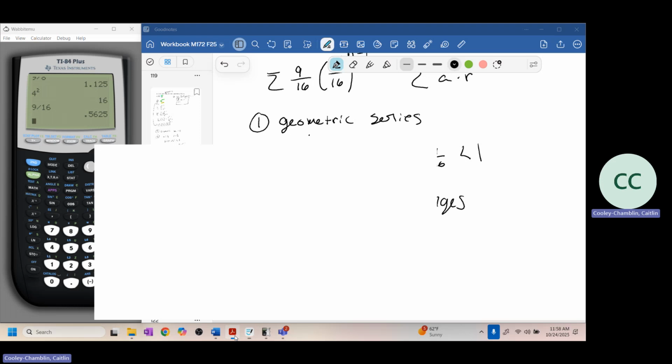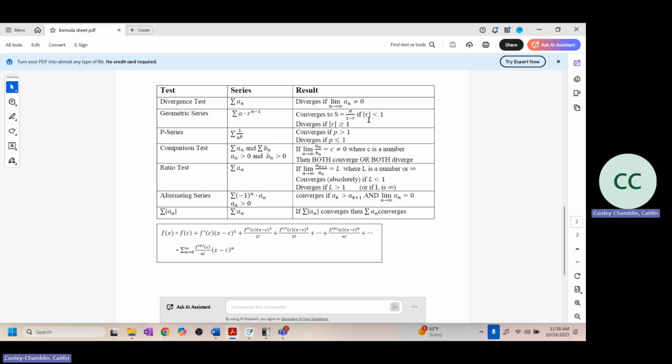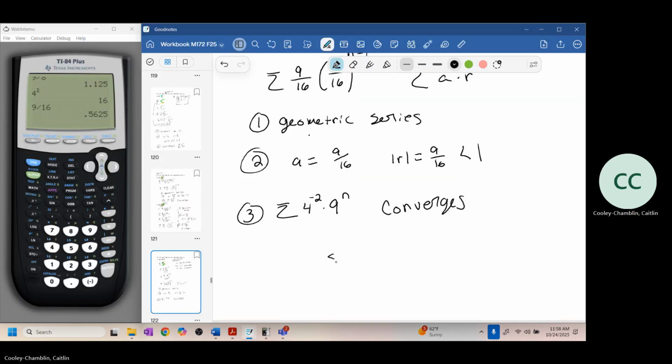There is no shame in constantly looking at this. Okay, if r is less than 1, it converges. If r is greater than 1, it diverges. Guys, your homework may ask you, what does it converge to? It converges to a over 1 minus r. And this is an a, not a 9. I know they run together a lot in this lesson.